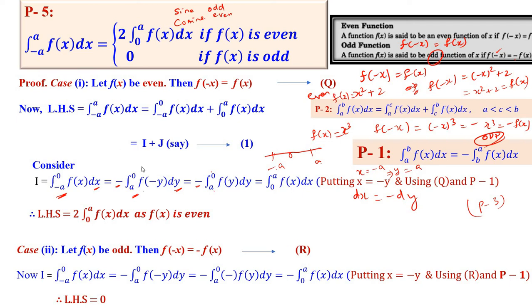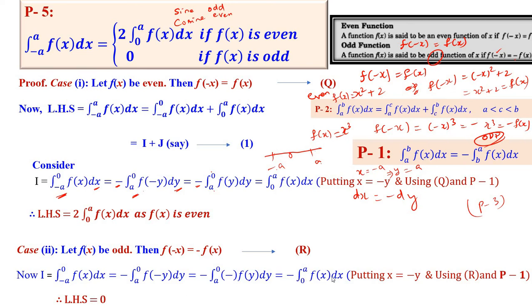So we have the LHS to be 2 times integral 0 to a f of x dx, because f of x is even. When f of x is odd, you will have the same thing but with the negative sign. One will be with the positive sign, the other with the negative sign, so they get cancelled, giving you 0. The procedure is the same: you consider minus a to 0, put x as minus y, make use of statement R because it is odd, and then make use of P1, so that you get this.